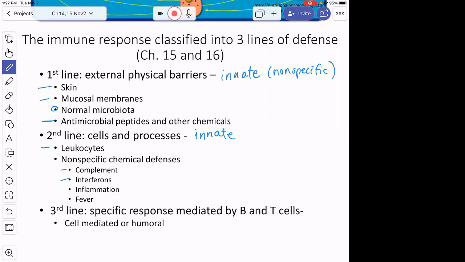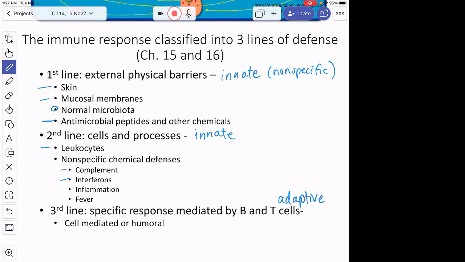And then the third line of defense is considered part of our adaptive immunity. So an incredibly tailor-made, specific response to pathogens that are encountered. And that's either considered cell-mediated or humoral, and that means in our bloodstream. So the action of antibodies and cytotoxic T cells that are going to kill parts of cells that are infected. All right, so that's just a little overview.